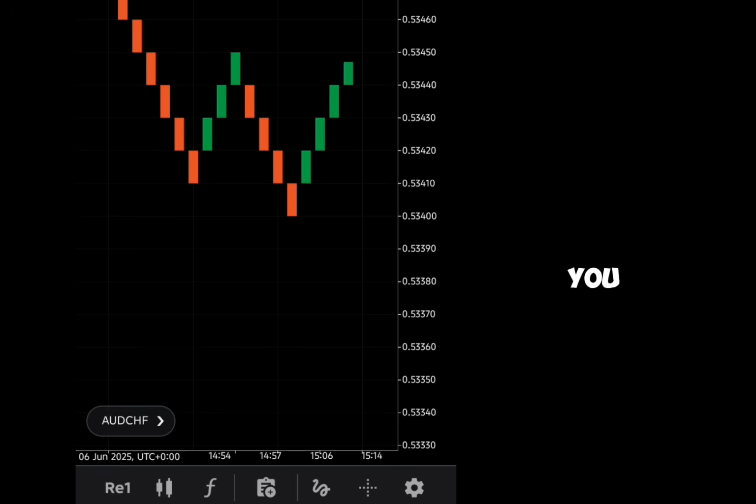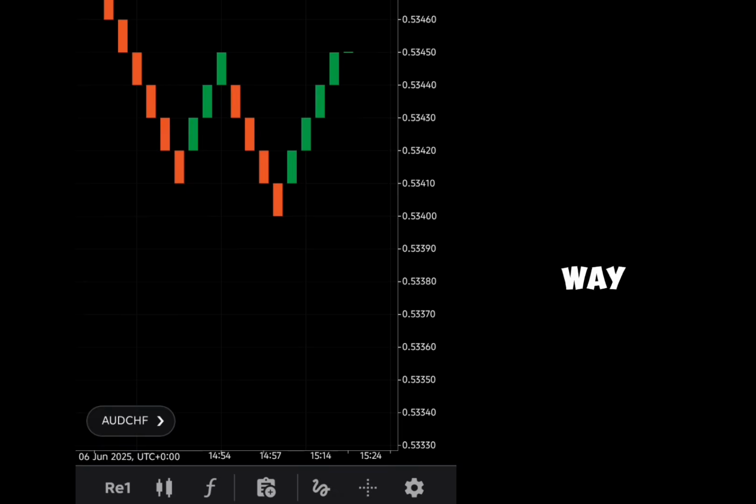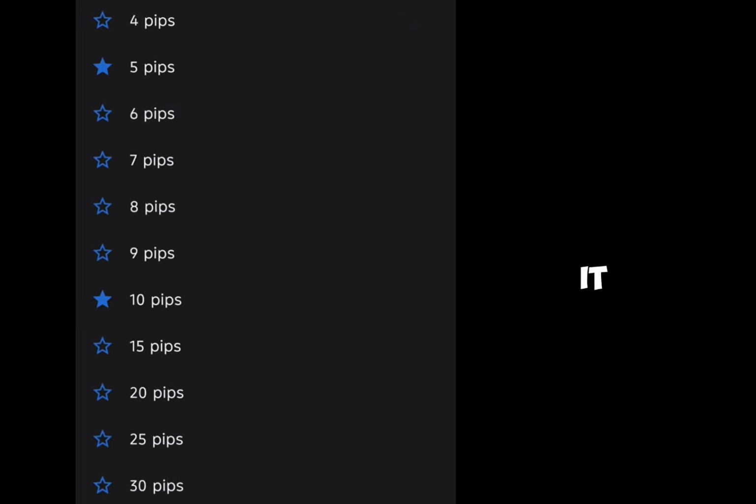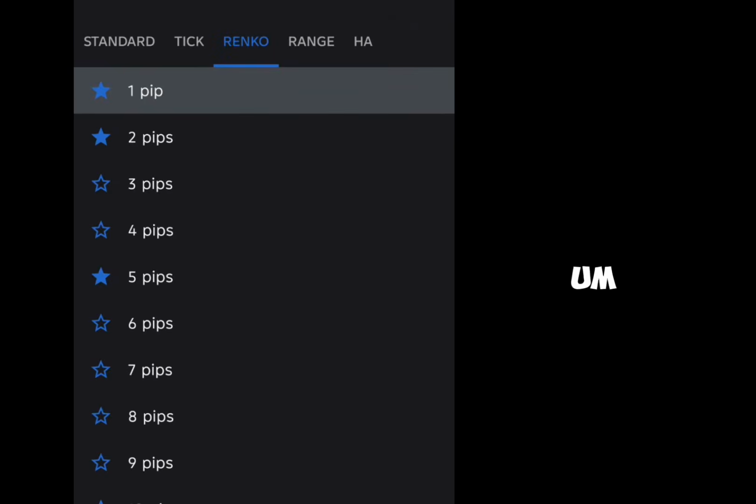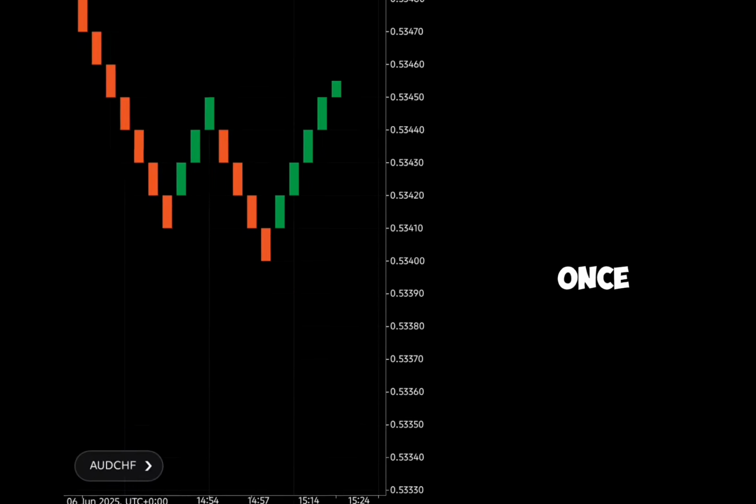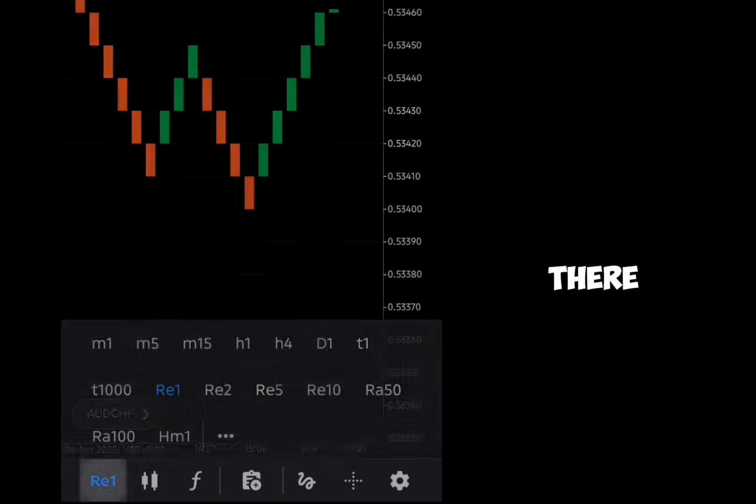So let me show you how you can actually configure it to be this way. Now you see this RE1 down here. You press it long, you hold it and you press it. You will see where you have standard, you have tick, you have Renko. So I want you to start the 1 pip, the 2 pip, the 5 pip, the 10 pip. Yeah, those are the ones I use particularly. So once you start it, you have it right there, RE1.